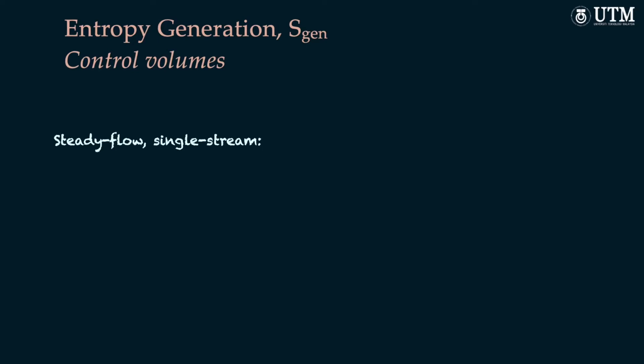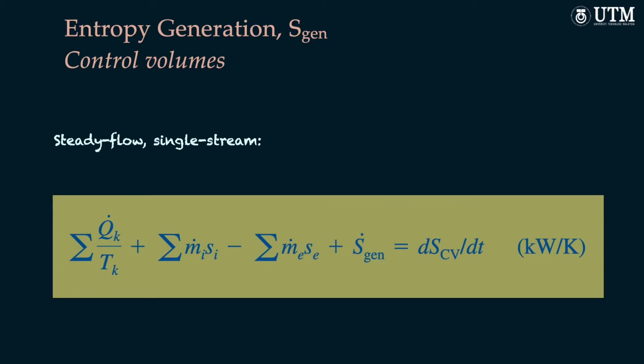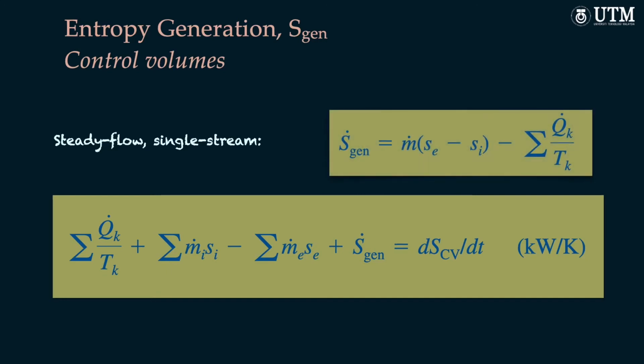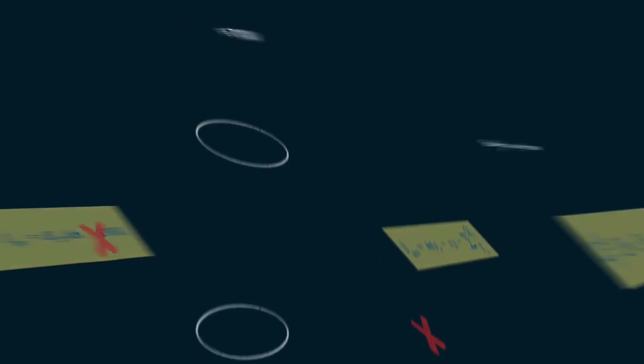For single-stream steady flow devices, the entropy balance relation simplifies to the following expression. For an adiabatic single-stream device, the entropy balance relation further simplifies to the given form.